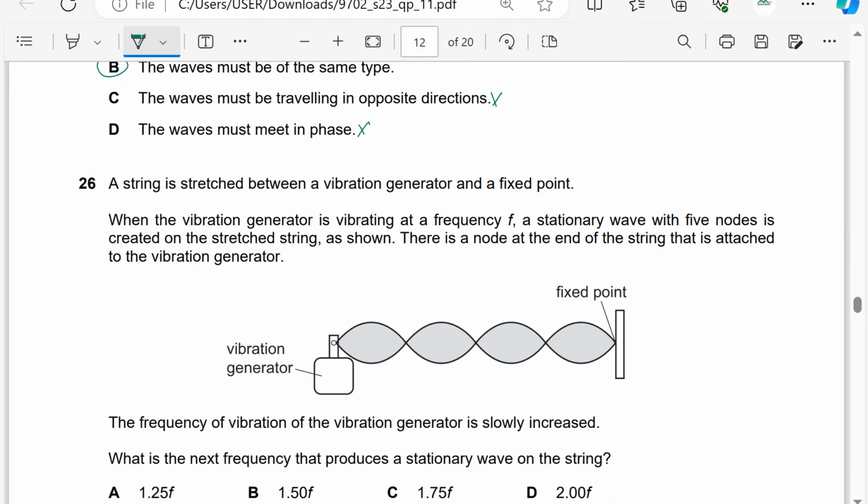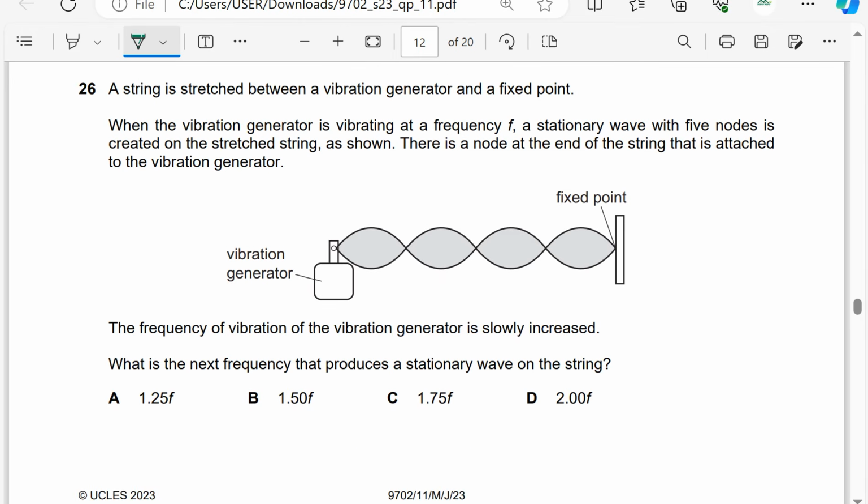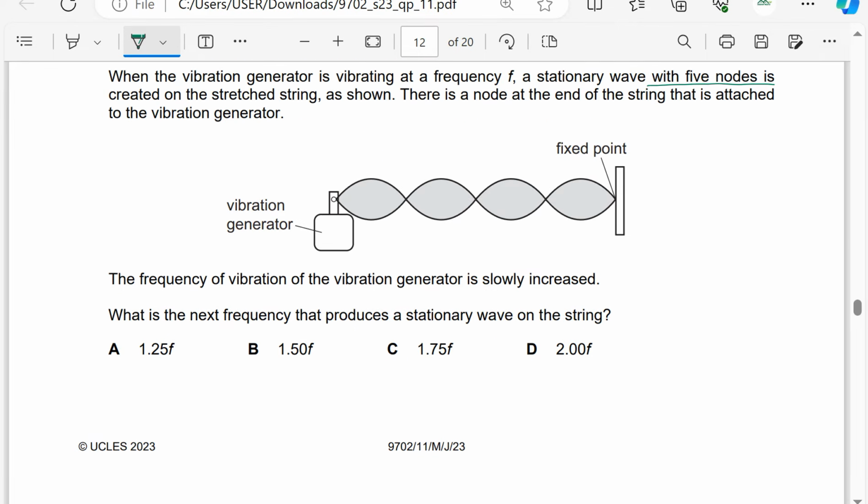A string is stretched between a vibration generator and a fixed point. When the vibration generator is vibrating at a frequency f, a stationary wave with 5 nodes is created on the stretched string as shown. There is a node at the end of the string that is attached to the vibration generator. The frequency of vibration of the vibration generator is slowly increased. What is the next frequency that produces a stationary wave on the string?